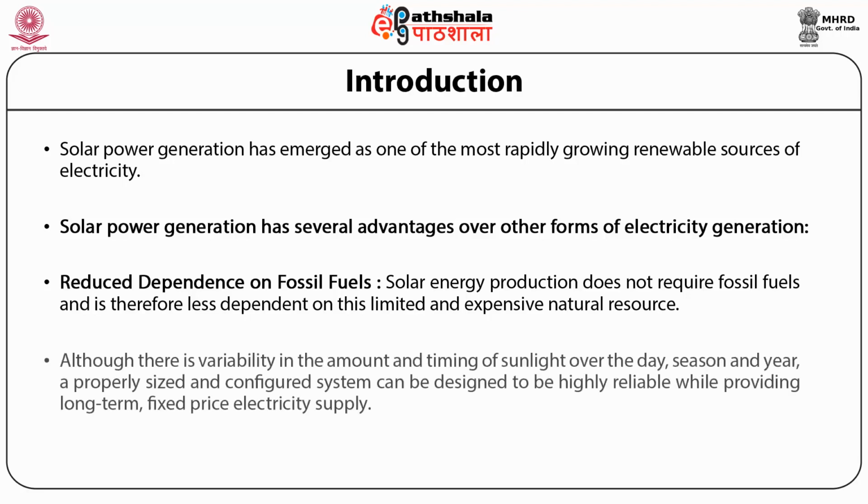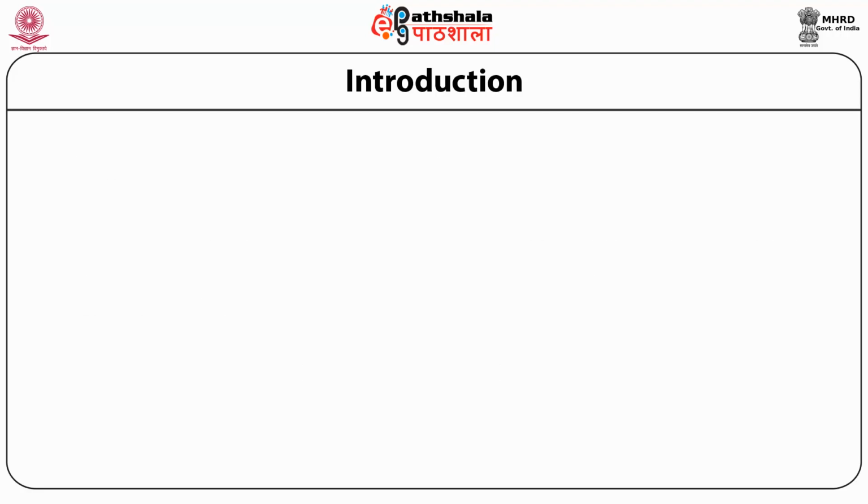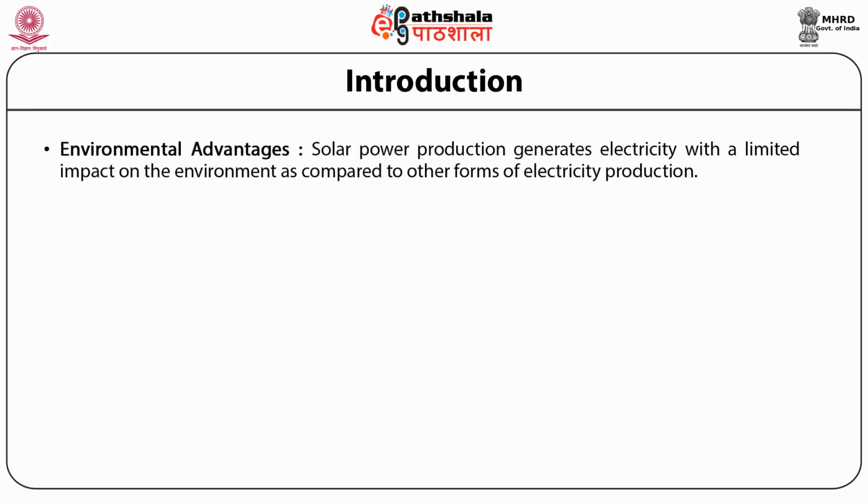Although there is variability in the amount and timing of sunlight over the day, season, and year, a properly sized and configured system can be designed to be highly reliable while providing long-term fixed price electricity supply. The next advantage is environmental benefits. Solar power production generates electricity with a limited impact on the environment as compared to other forms of electricity production.